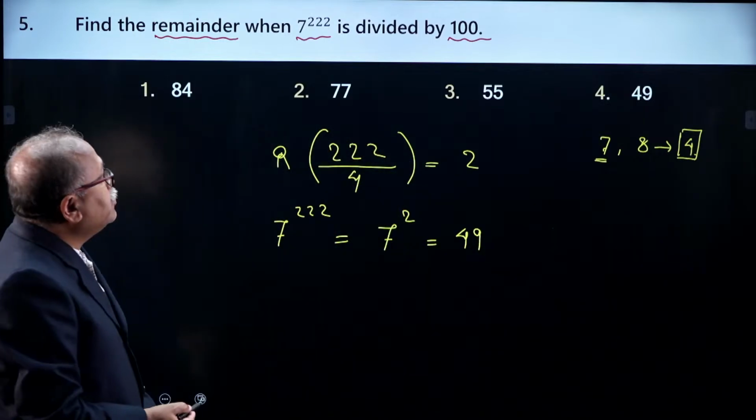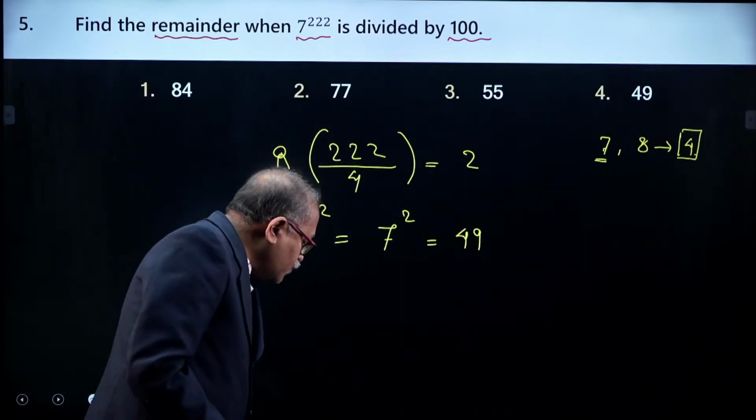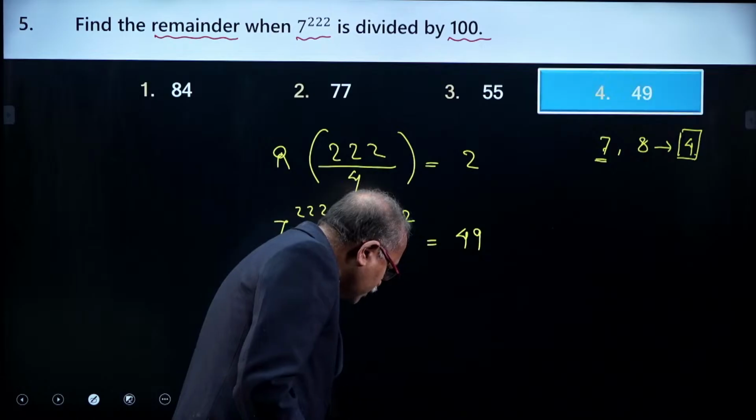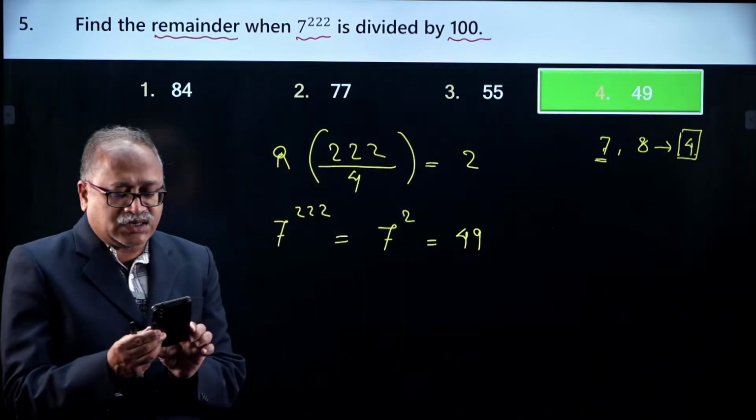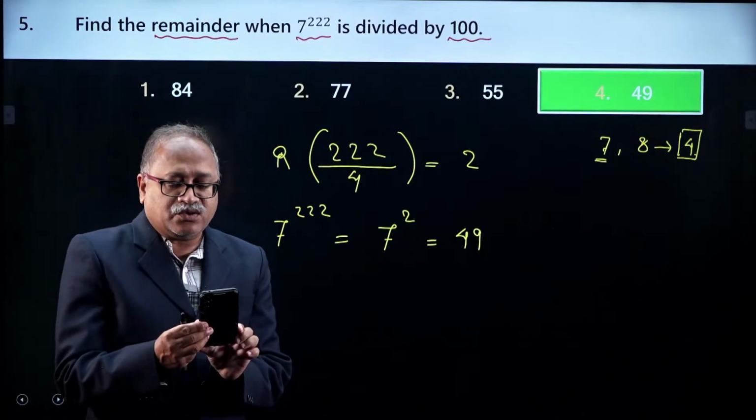So what will be the remainder? The remainder will be 49, and the option is 4. Anyone answer the question? Oh, that's great. Pandu, you have rightly answered the question.